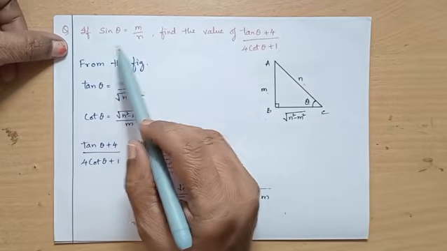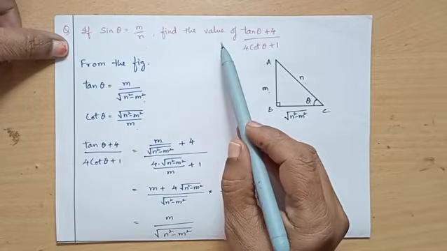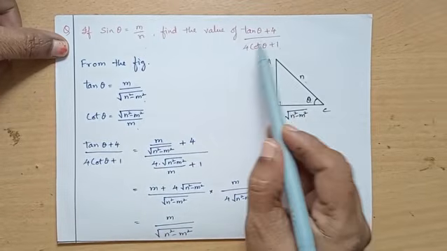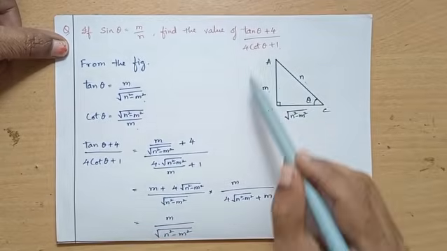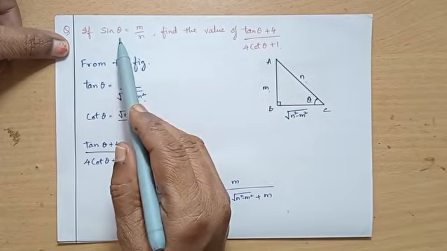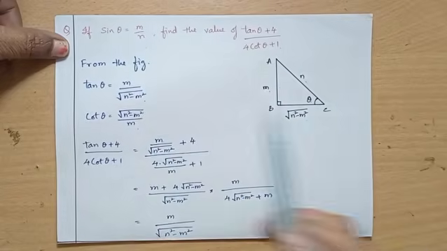Now let us begin with the first. If sine theta is equal to m by n, find the value of tan theta plus 4 whole divided by 4 cot theta plus 1. From the figure, they are given sine theta is equal to m by n.